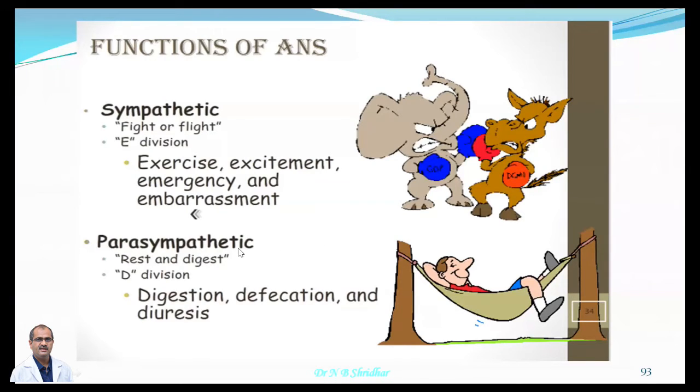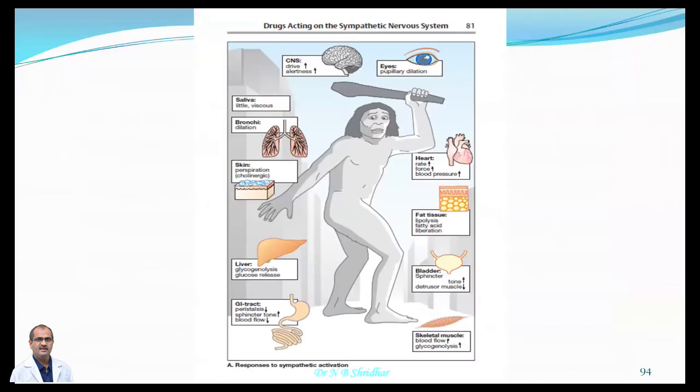The parasympathetic nervous system is the one which is always conservative in nature. So it is active in rest and digestion, during the digestion process. So it covers digestion, defecation and diuresis, the urinary process. All these conservative processes are monitored by the parasympathetic division of the nervous system.